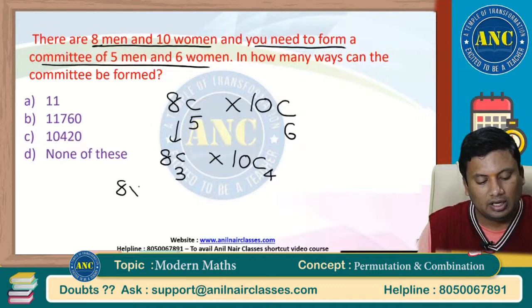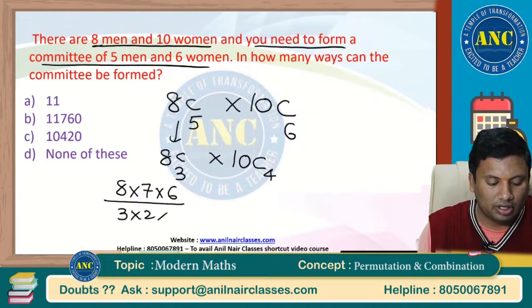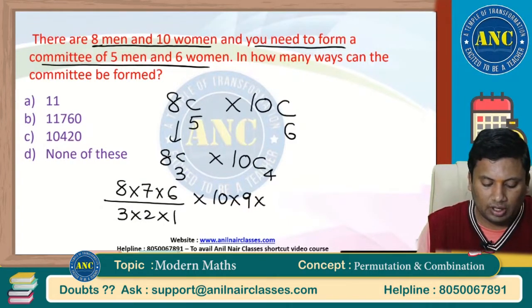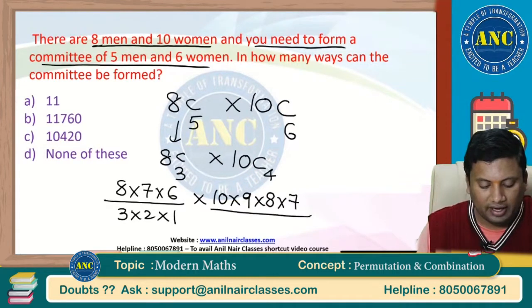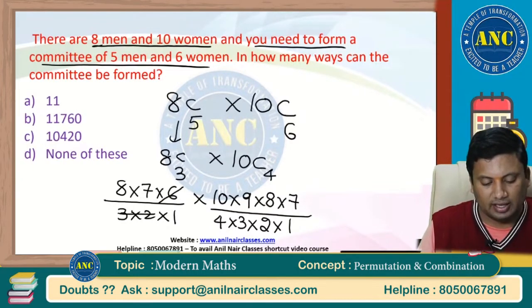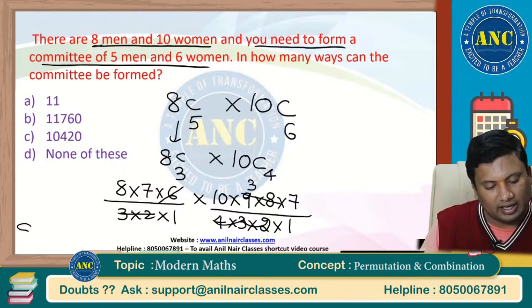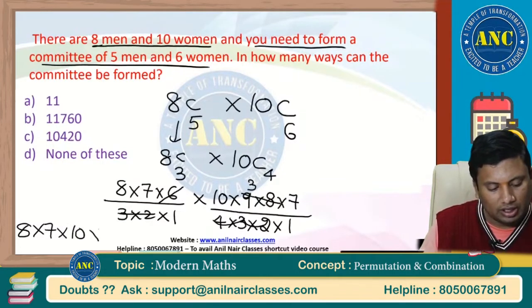This is nothing but 8 into 7 into 6 divided by 3 into 2 into 1. Listen carefully, sir. 10C4 is nothing but 10 into 9 into 8 into 7 divided by 4 into 3 into 2 into 1. 3 2s are 6, 6 cancels. 4 3s are 12, 12 2s are 24, into 3. So what did I get? Final answer: 8 into 7 into 8 into 7 into 10 into 3 into 7.